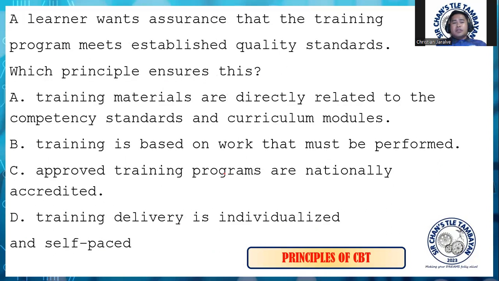And ito, okay? A learner wants assurance that the training program meets established quality standards. Which principle is this supported? A learner wants assurance that the training program meets established quality standards. Di ba? Which principle? Dito tayo nagkakamali. May dalawang sagot dito. Sabi ng iba, letter A. Sabi ng isa, letter C. Let's try to see. Let's try to analyze the question.